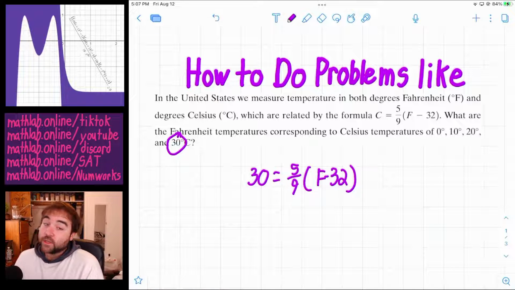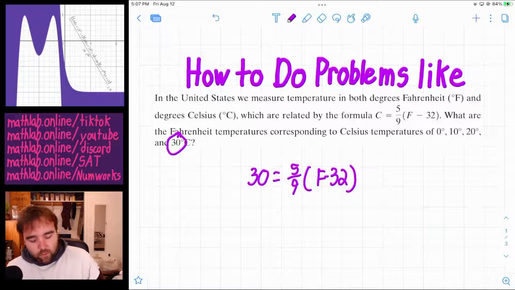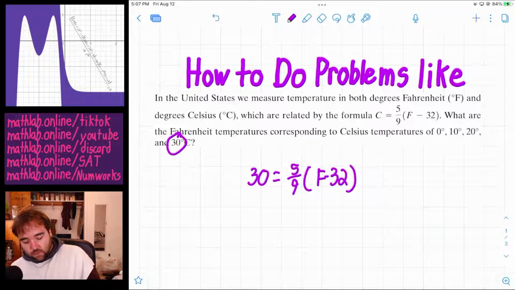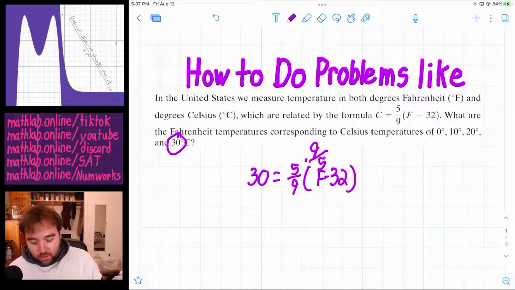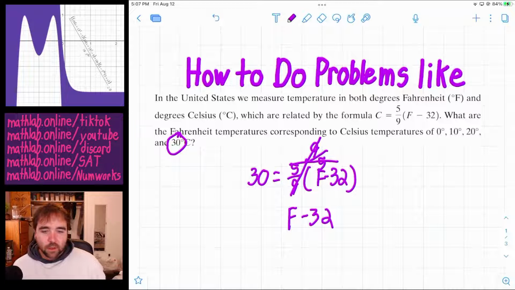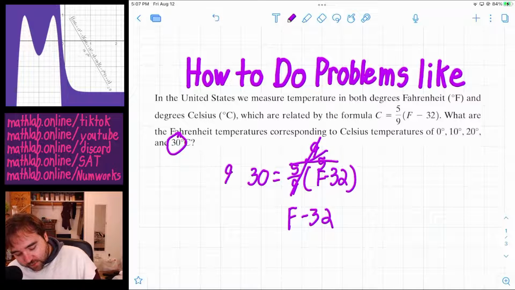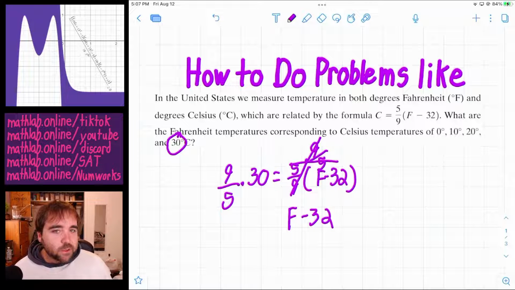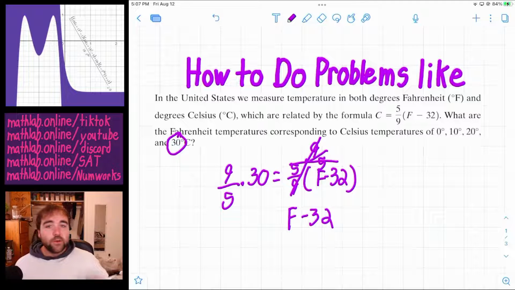Well, let's just do like we did before. Let's multiply both sides by 9. Except let's even do more. Let's just cancel out this entire fraction in one go by multiplying both sides by 9/5. See how when we do that, the 9's cancel and the 5's cancel? So all we're left with over here is F minus 32. And then on this side, when we multiply by 9/5, remember, don't do 9 times 30 first. You gotta look at what you can cancel first.